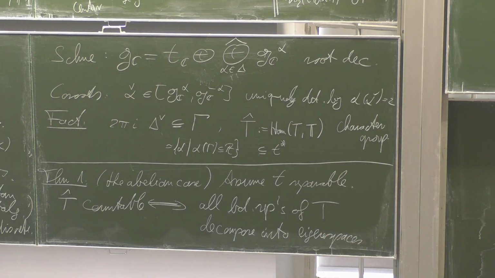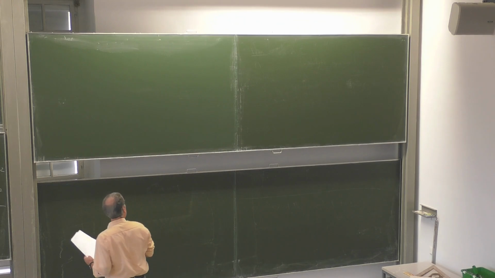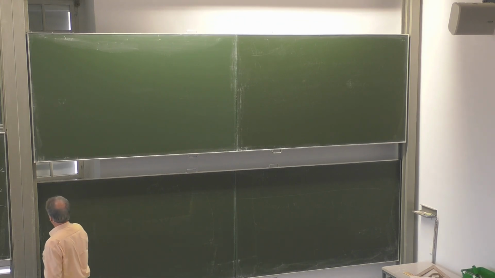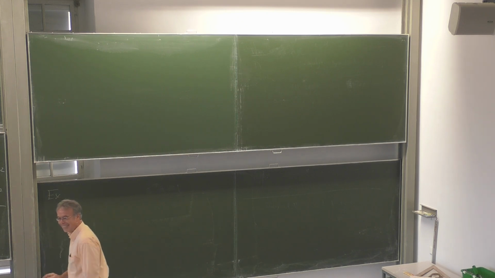Okay, and that's a good warm-up for the general case, before I have to watch my time. For example of a... T hat hat. T hat. I mean, Pontryagin duality in abelian cases.